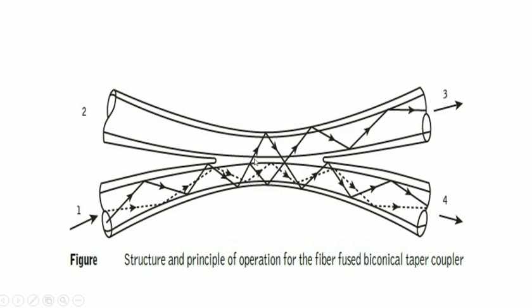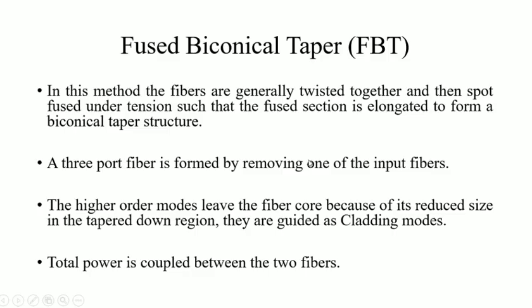This is port 3, only higher order modes will be there. So only a small portion of power will be there in one fiber. In the main fiber you are getting more power. Port 3 plus port 4, whatever output power you are getting, that will be the total power. So this is the explanation regarding the fused FBT coupler.